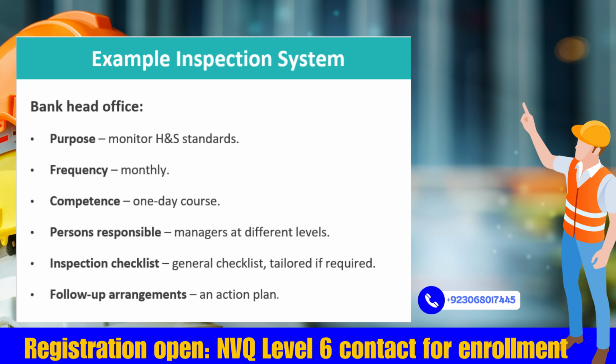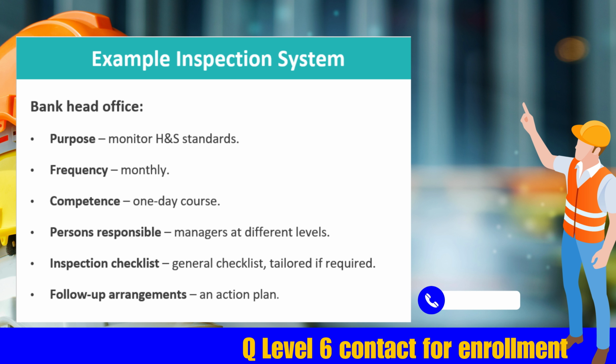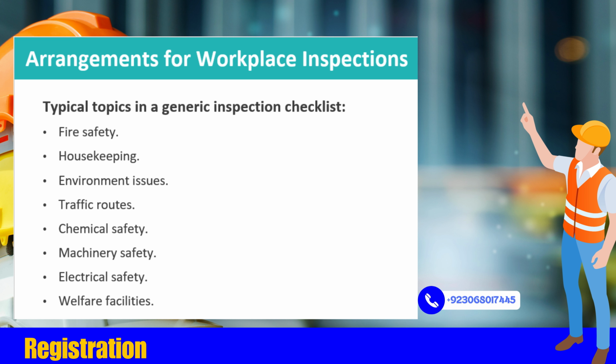Responsibility. Different managers across various departments are responsible for their areas, allowing for accountability and tailored inspections. Checklist. A general checklist is used but can be customized for specific areas as needed, ensuring flexibility. Follow-up. After each inspection, any identified issues are documented in an action plan to ensure follow-up and resolution, promoting continuous safety improvement. Next topic is Workplace Inspection Checklist.